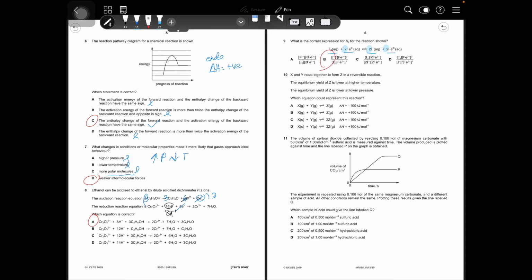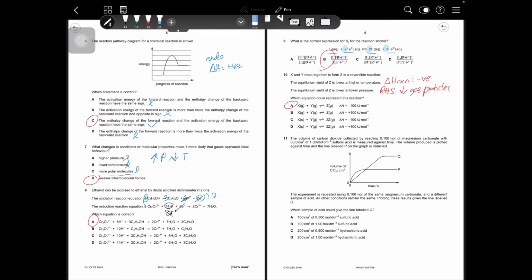X and Y react together to form Z in a reversible reaction. Equilibrium yield of X is lower at higher temperature, which shows that the delta H for the forward reaction is negative, and the equilibrium yield of Z is lower at lower pressure, which shows that the right hand side has a lower number of gas particles. So the answer is A, because on the left hand side you have 2 gas particles and on the right hand side you only have 1. And the forward reaction is exothermic.